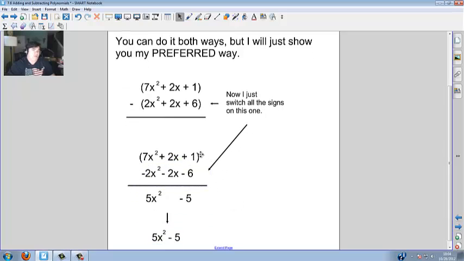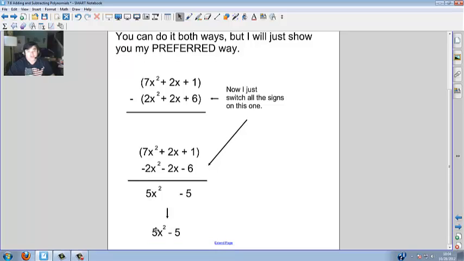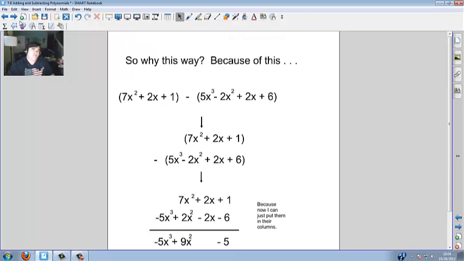Then you add up and down. 1 minus 6 is negative 5. 2 minus 2 is 0. And 7 minus 2 is 5. So your answer is 5x squared minus 5.